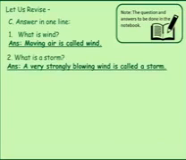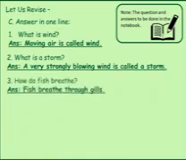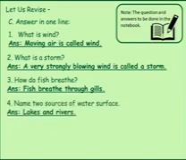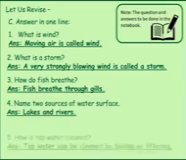Question 3. How do fish breathe? Answer. Fish breathe through gills. Question 4. Name two sources of surface water. Answer. Lakes and rivers. Question 5. How is tap water cleaned? Answer. Tap water can be cleaned by boiling or filtering.